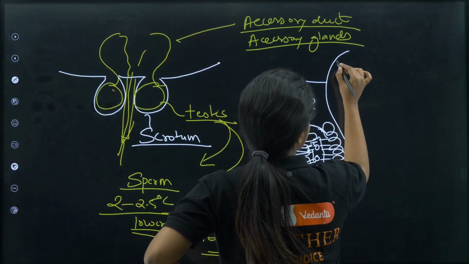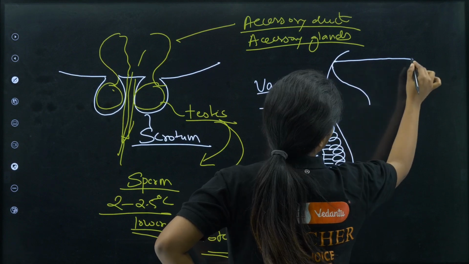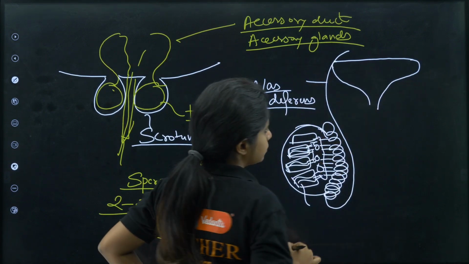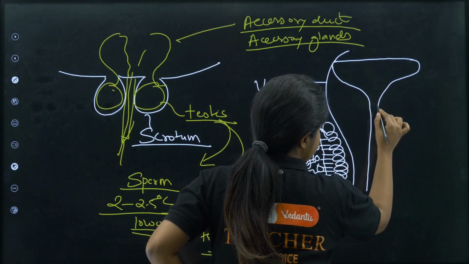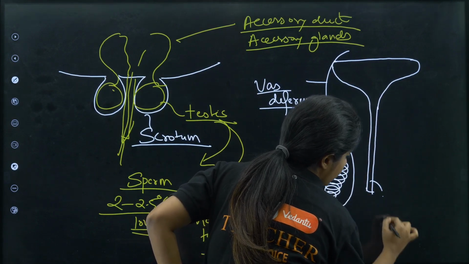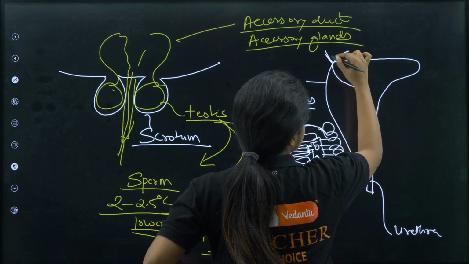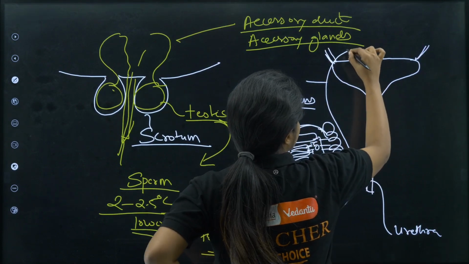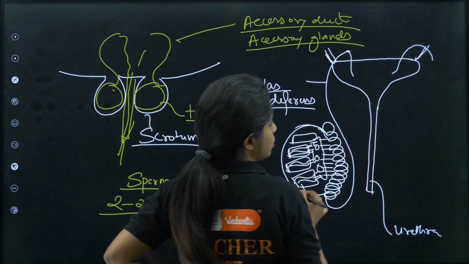Now over here, in the case of males, they have the urinary bladder as well. Now what happens is that this urinary bladder opens into something which is known as what? Urethra. And here comes our guy, that is vas deferens. From here also you get vas deferens from both the sides.